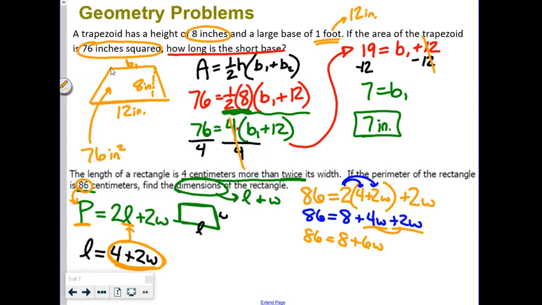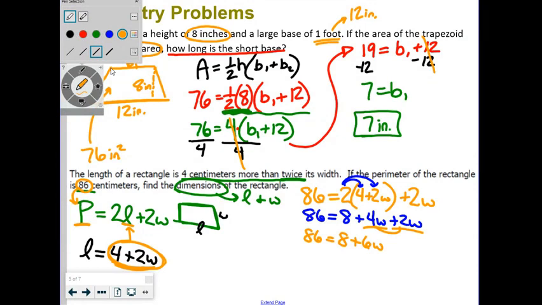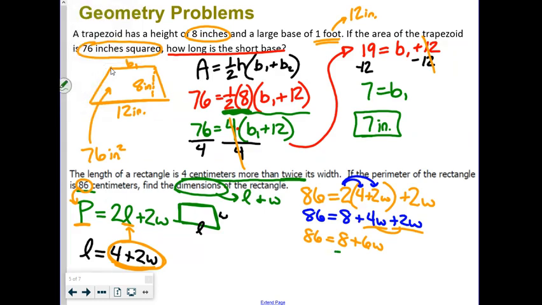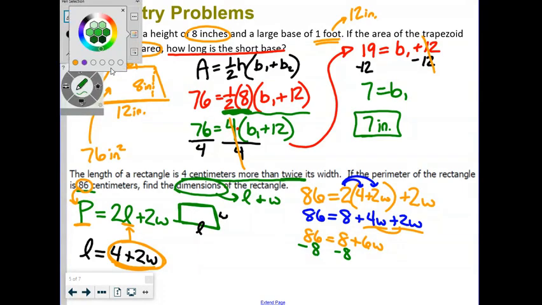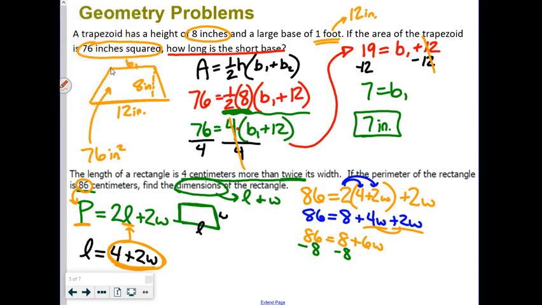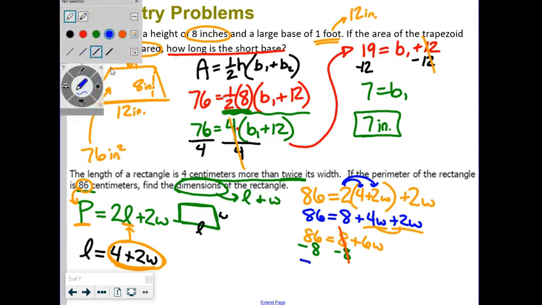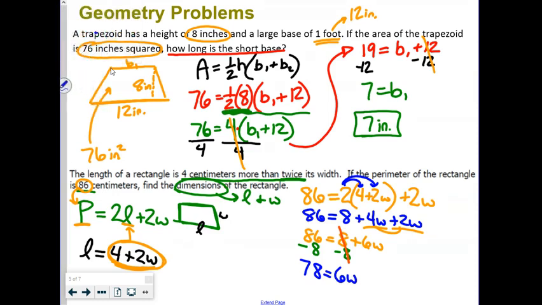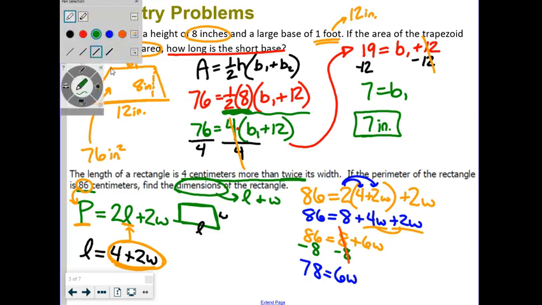And it is a two-step equation. If it bothers you having the 6W on the right side, you can always flip those around, the 6W and the 8. But we also can work from here. The first move is subtraction, because subtracting 8 will undo that positive 8 there. So the 8's cancel there. And 86 minus 8, that's equal to 78. And that's equal to now 6W. That's multiplication, the 6W there. So multiplication gets undone by division.